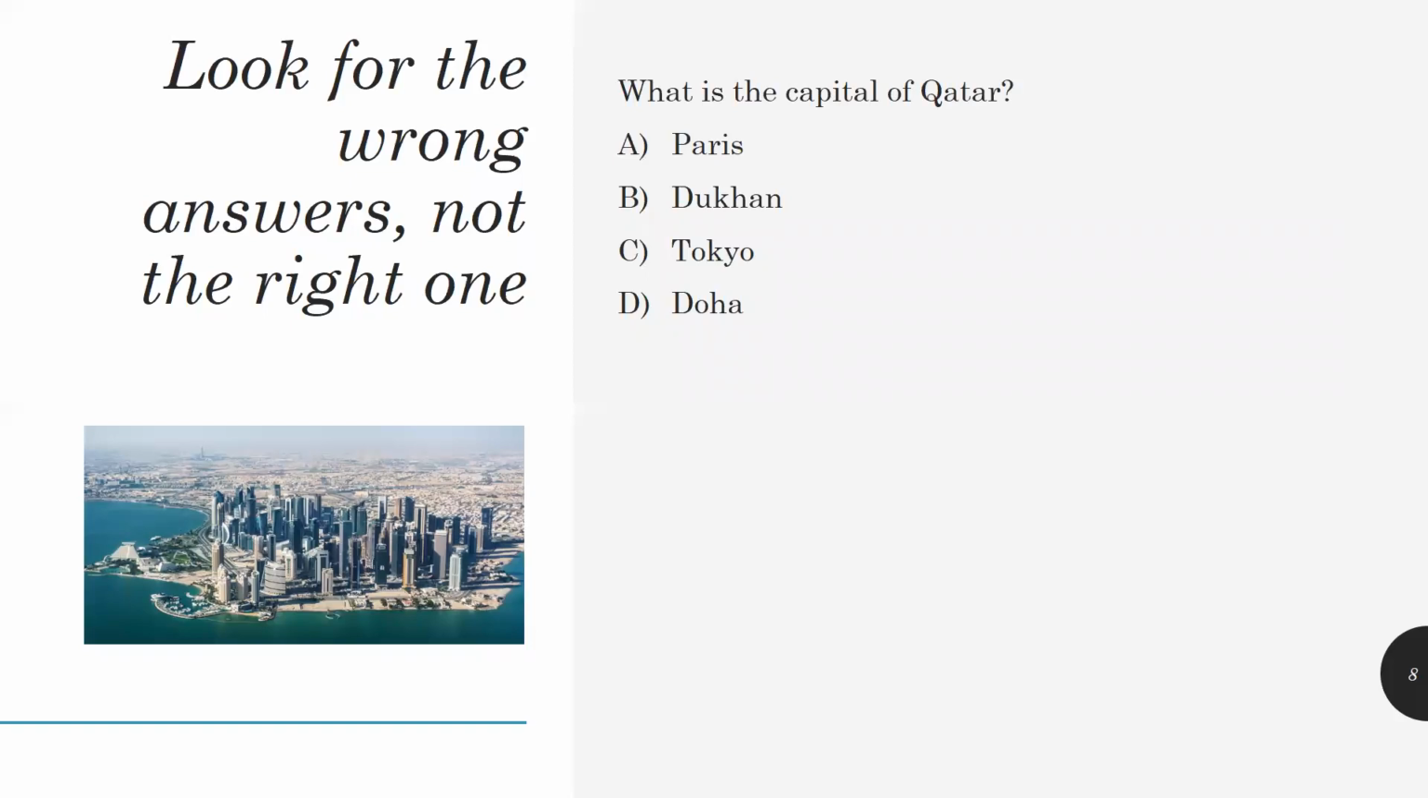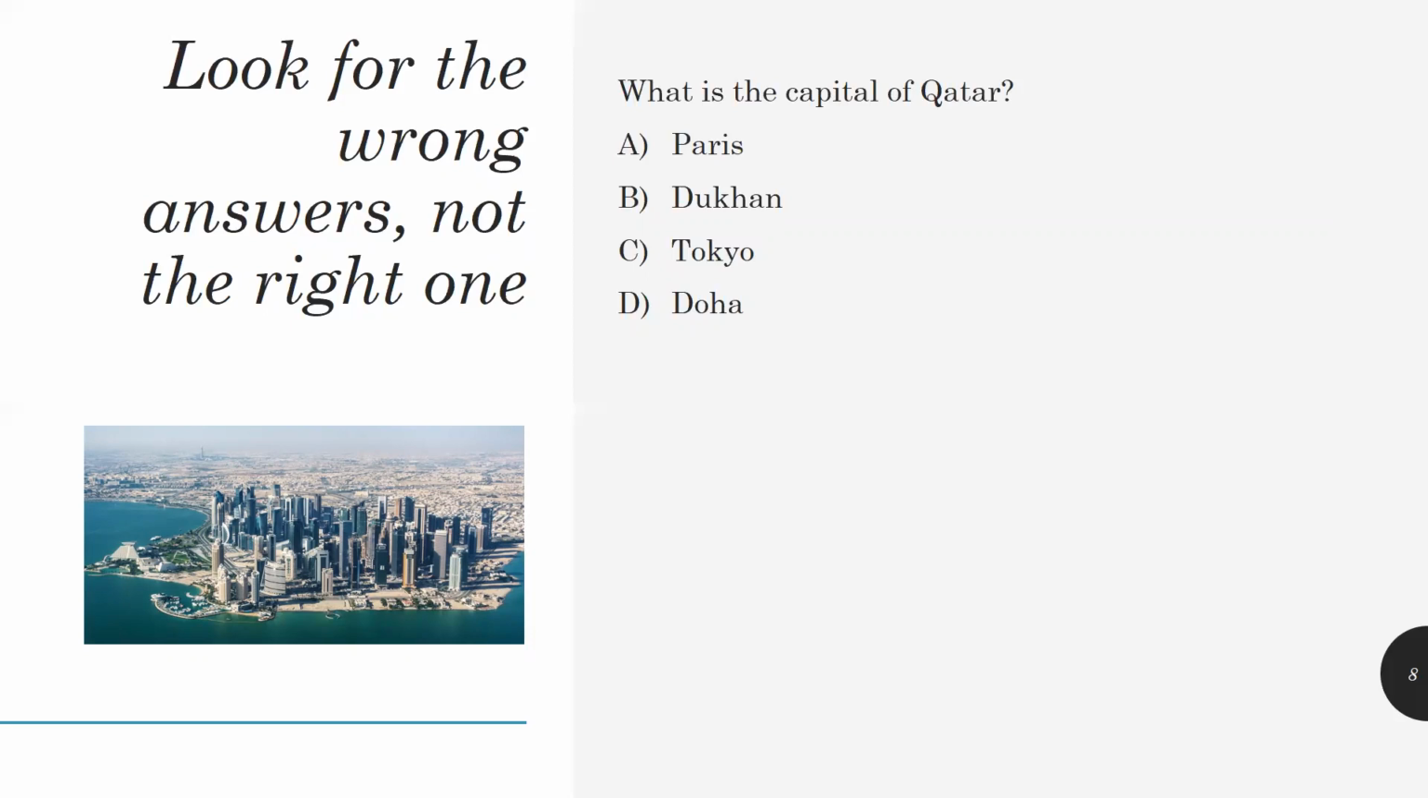Yeah, of course. So we have Qatar here. What is the capital of Qatar? I don't know what the capital of Qatar is, but look for the wrong answers and the right ones. It's very, very useful because in all the multiple choice questions, there's A, B, C, or D. You have 3 wrong answers and 1 right one. So you can say it's easier to find the wrong answers than the right ones because there are more wrong answers than right ones.